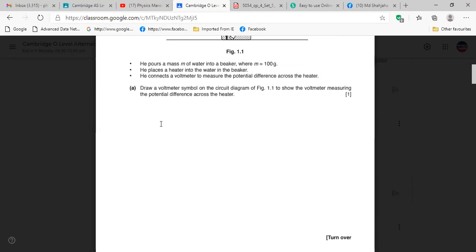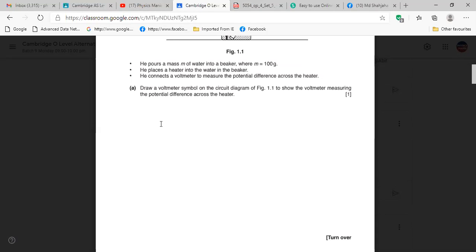He pours a mass m of water into a beaker, where m is 100. He places a heater into the water in the beaker. He connects a voltmeter to measure the potential difference across the heater. Draw a voltmeter symbol on the circuit diagram in figure 1.1 to show the voltmeter measuring the potential difference across the heater. So you know it, right?